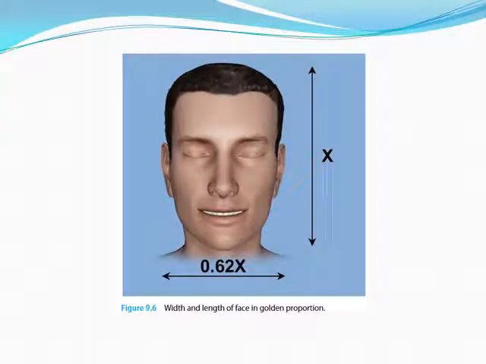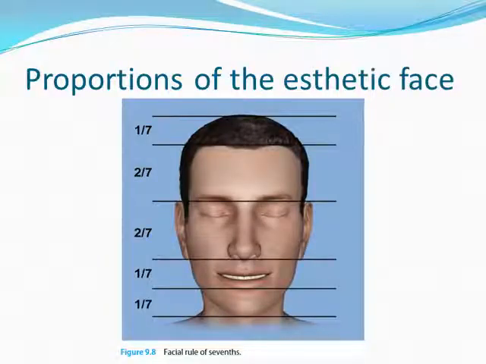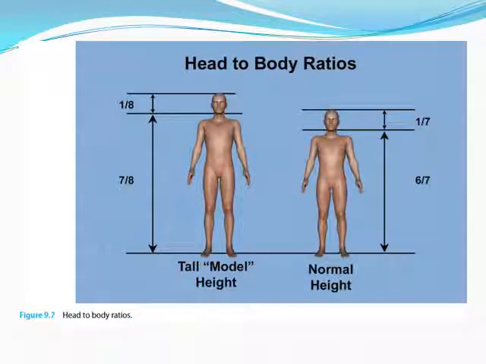At first, the golden proportion for the face suggested that if the length is x, the width will be 0.62x. Proportions of the aesthetic face. As you see here, the facial rule of 7ths divides the face into 7 parts. Also, the head to body ratio is different between the tall patient, which is 1/8 for the head, and the normal height, which is 1/7 for the normal height.